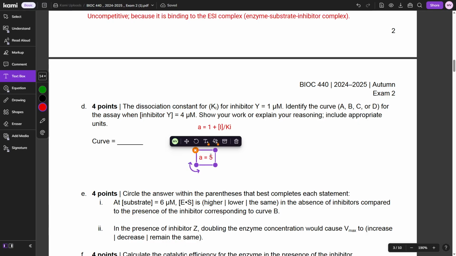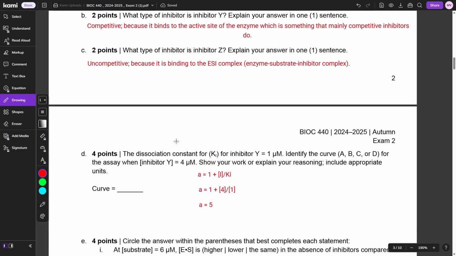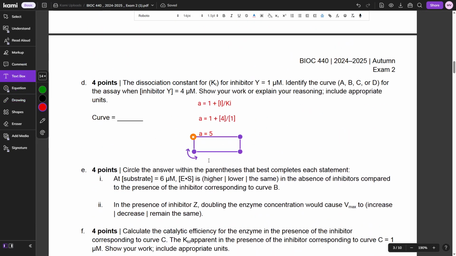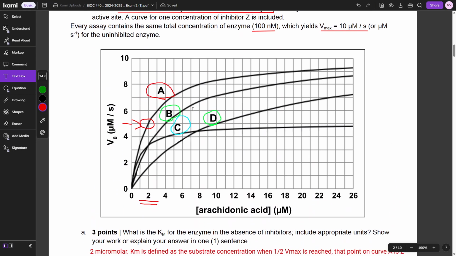And now we have to multiply alpha by the Km of the wild type enzyme. The wild type enzyme has a Km of 2, so we multiply 2 by 5, and 5 is just alpha. Alpha is just a factor, there are no units on alpha, which is going to be equal to 10 micromolar. So now I am looking for a curve that has a Km at 10 micromolar, and the only one that has that is curve D. Does that make sense?